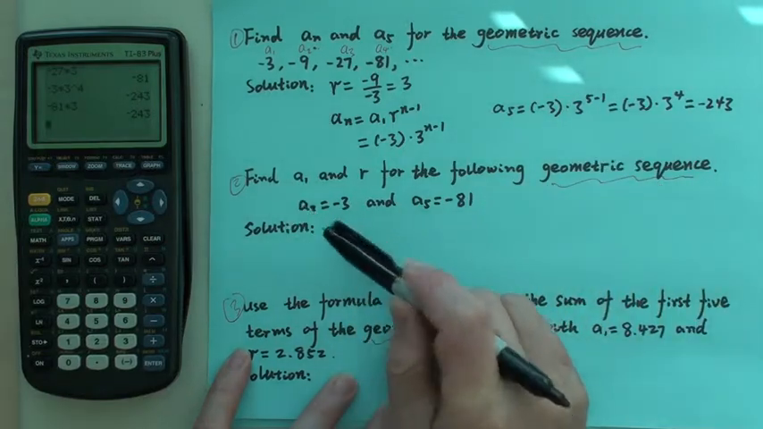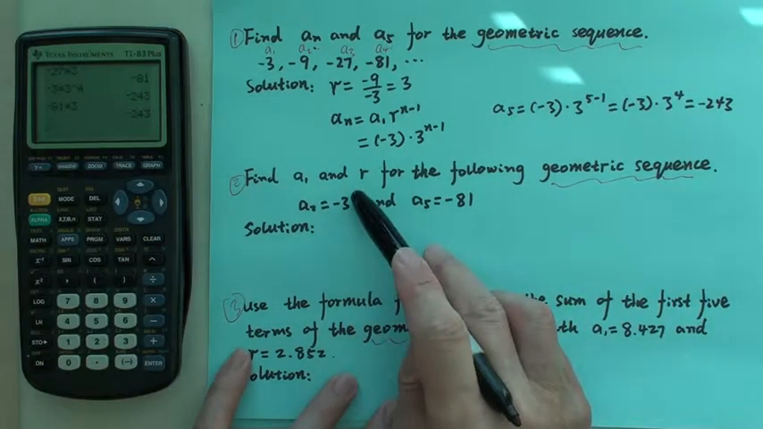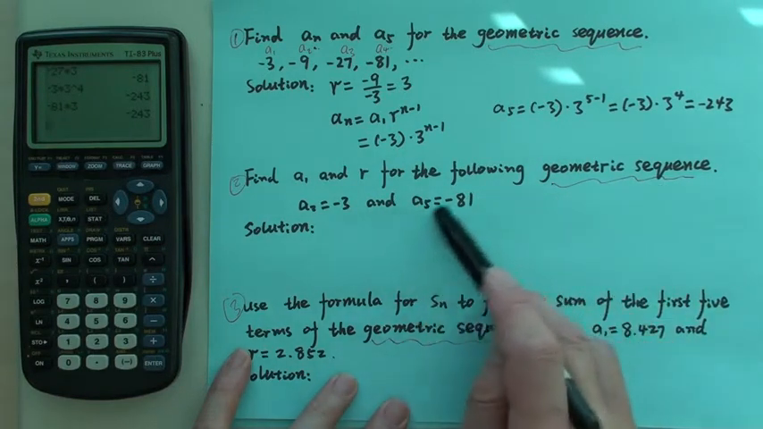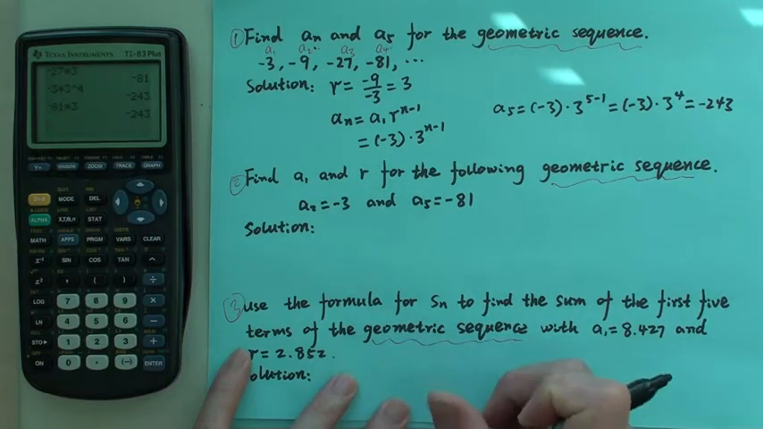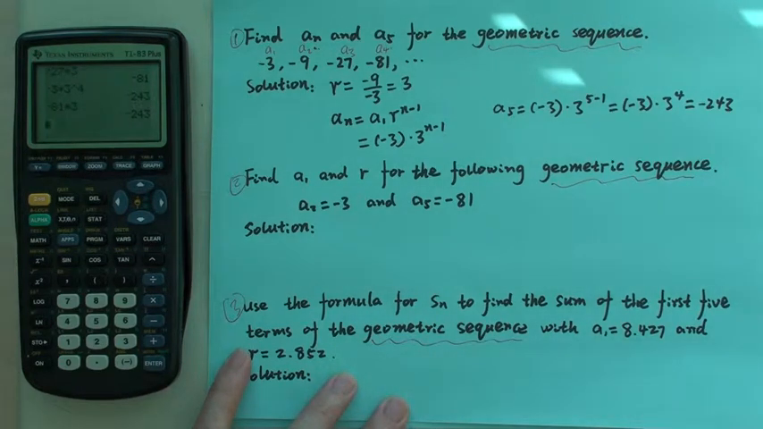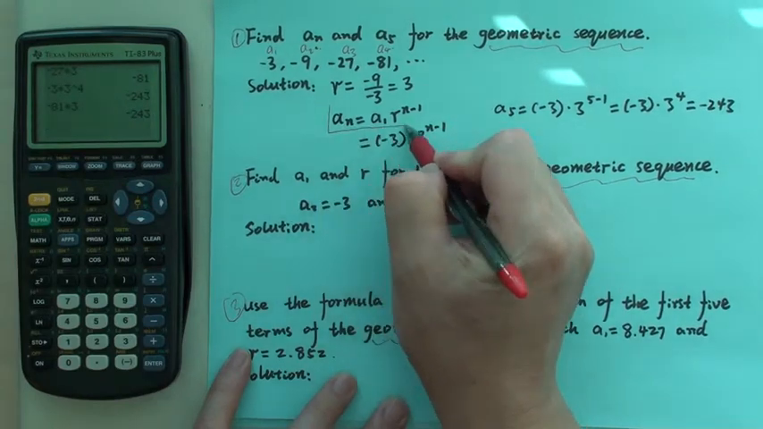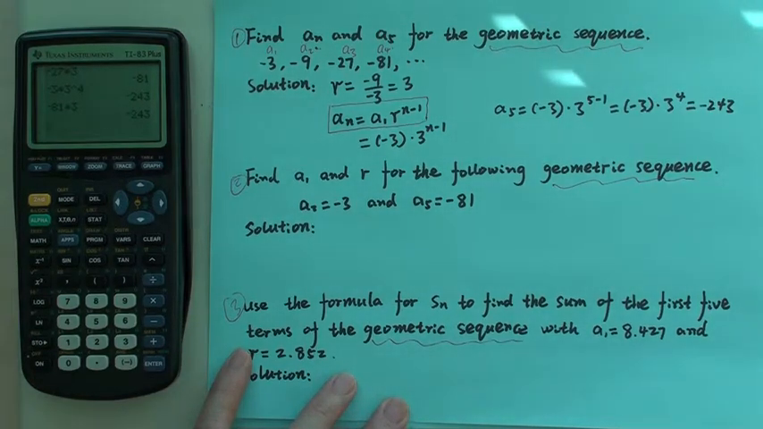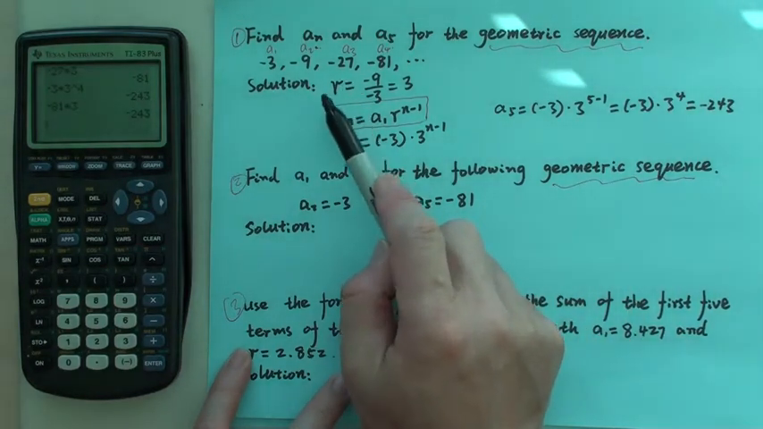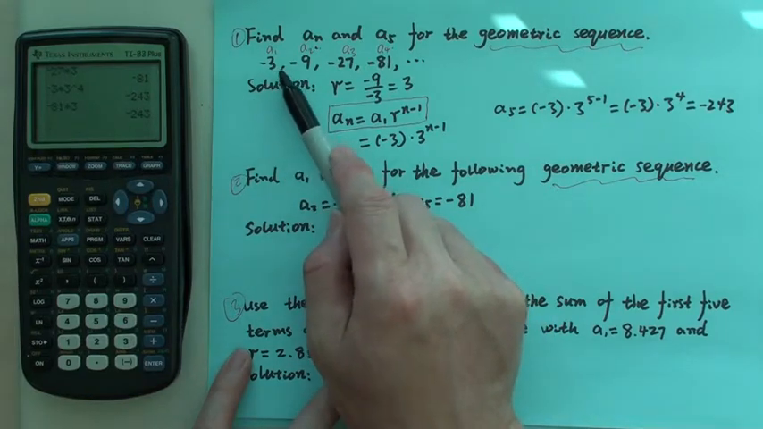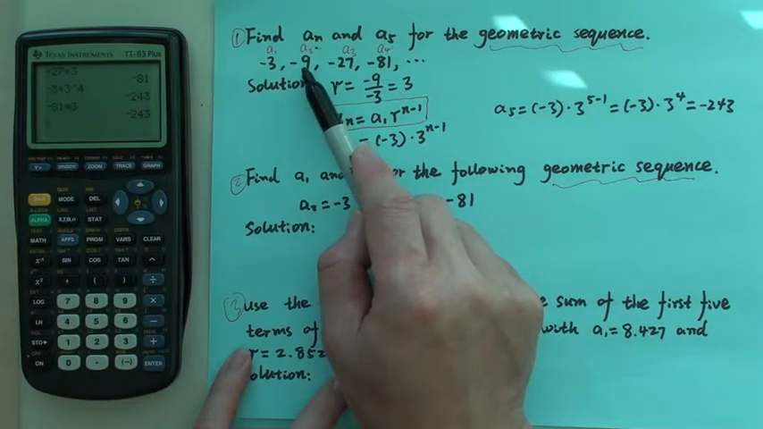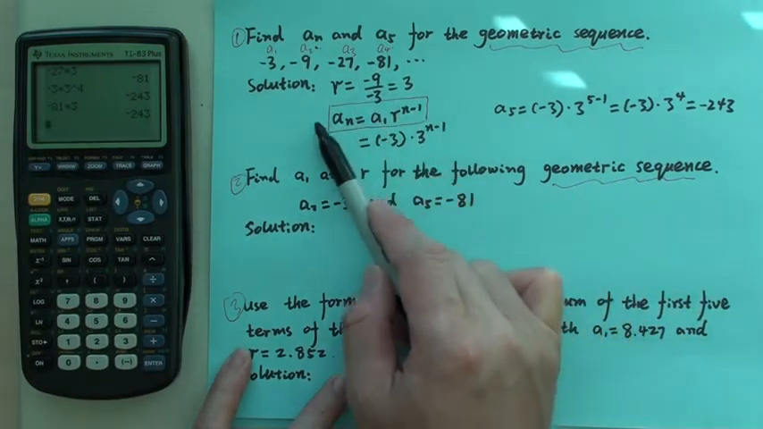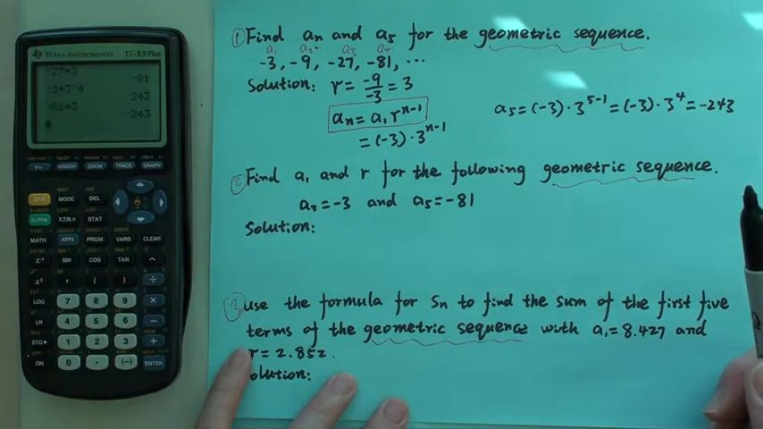Now the second one is that we need a1 and r for the given geometric sequence right here. Again, you've got to use this formula. The purpose of the exercise is that you want to apply this formula a lot. Even though we know a geometric sequence is all the time the first one times r is the second one, times r is the third one, we always want to apply this formula to make our life easier.